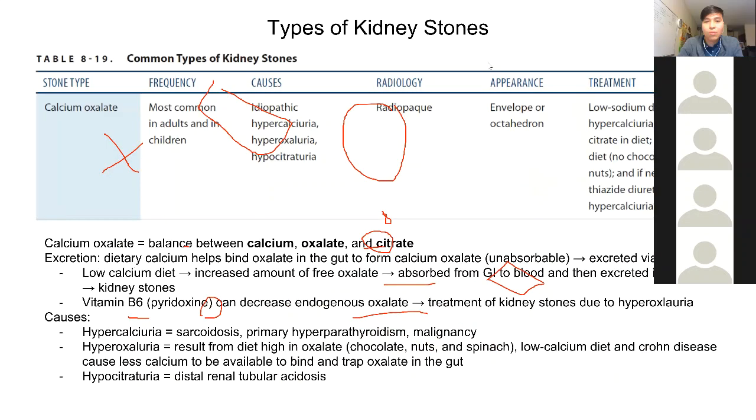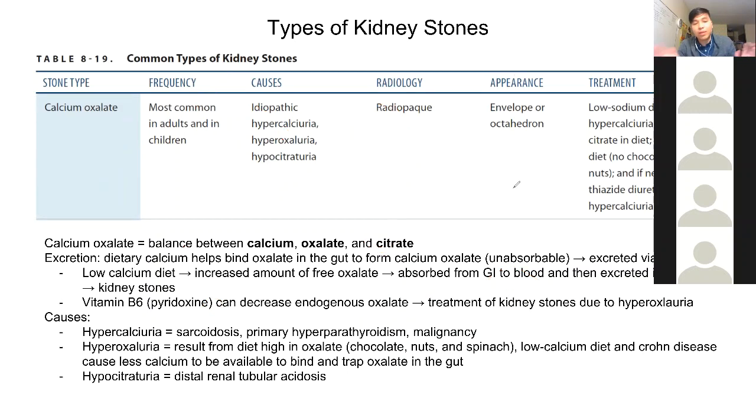And now we're going to go a little bit deeper into the type of stone. So the first one is the calcium oxalate, which is the most common. This probably is the most common stone that you're going to see in adults and endurance. So when you think of stone, first thing you think about is calcium oxalate, and it's usually radiopaque. Remember, opaque means that it's white. You cannot see through it, so that's why it's opaque. And again, it looks like an octahedron, so oxalate, octahedron.